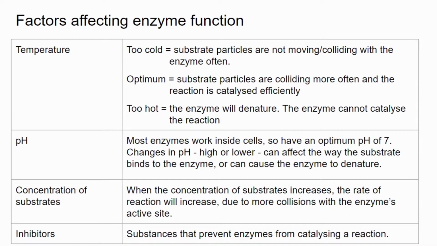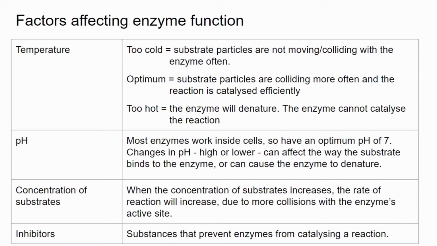Concentration of substrates is also really important. If we have a high concentration of substrates, we're going to have more successful collisions between our substrate and the enzyme active site. This means that the rate of reaction will increase. More collisions with the enzyme's active site means more successful collisions and a higher rate of enzyme reaction.